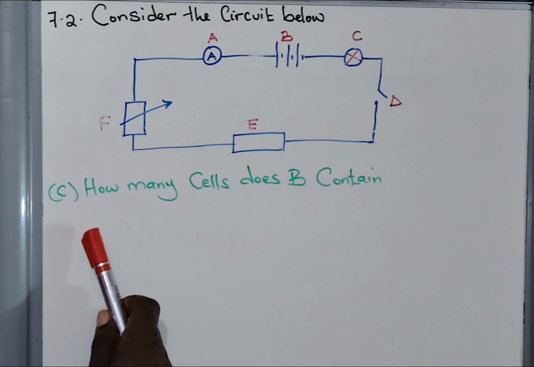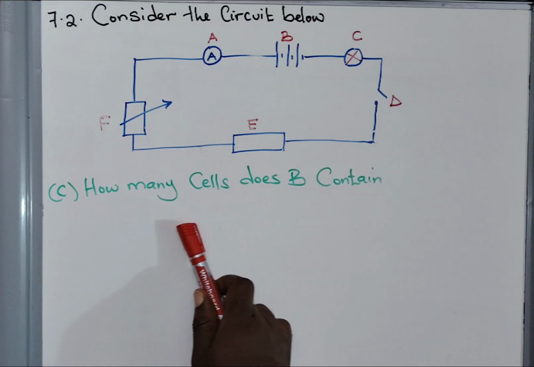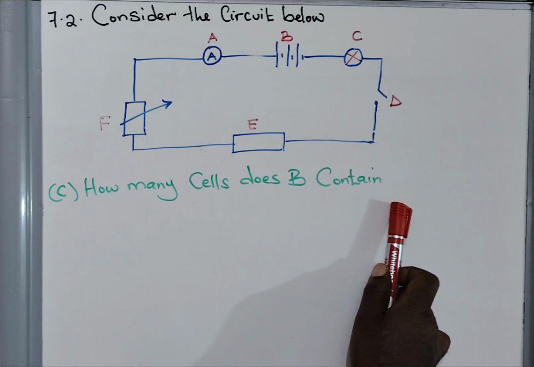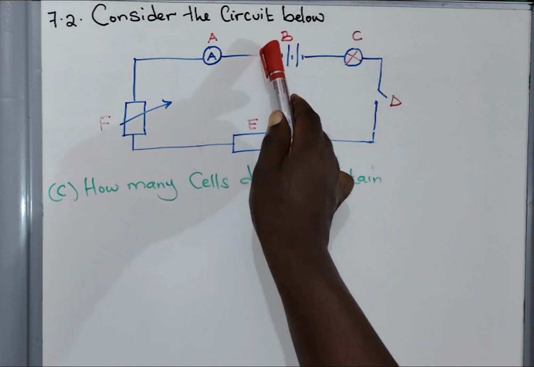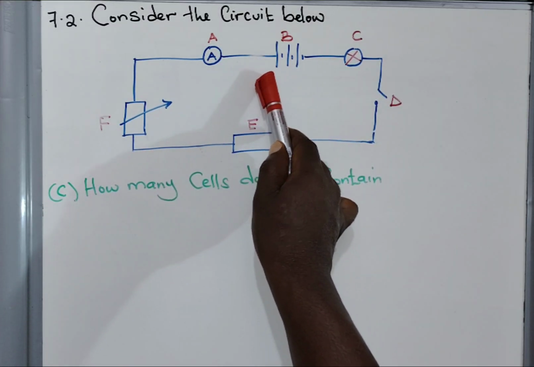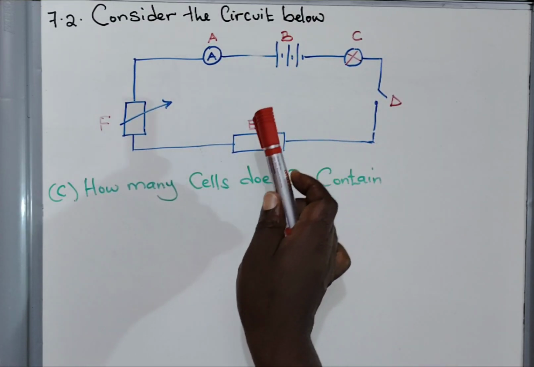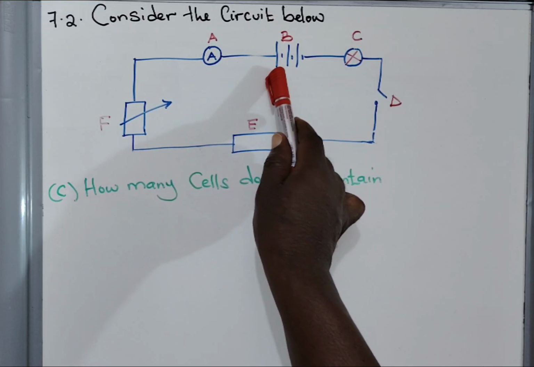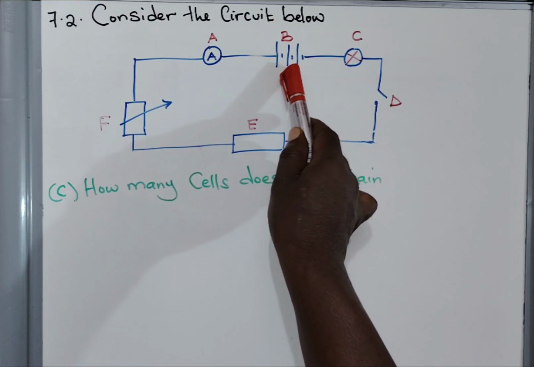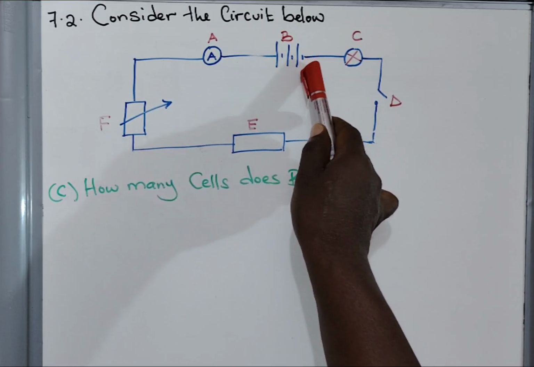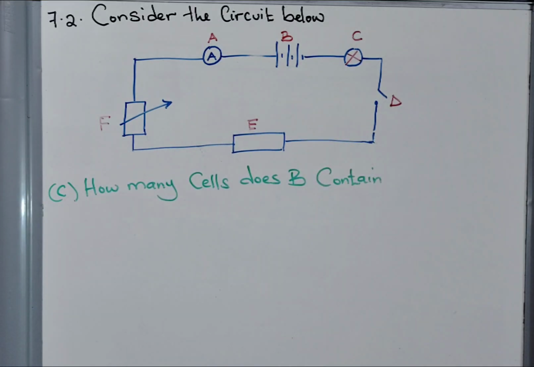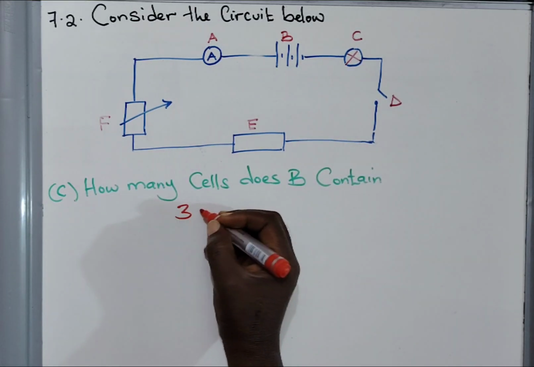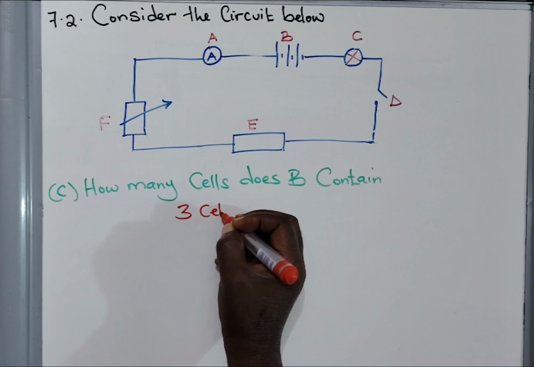So we come to this one. It says, how many cells does B contain? You have to know that a long stroke and a short stroke is one cell. So this is one cell, this is two, that is three. So the answer is 3 cells.